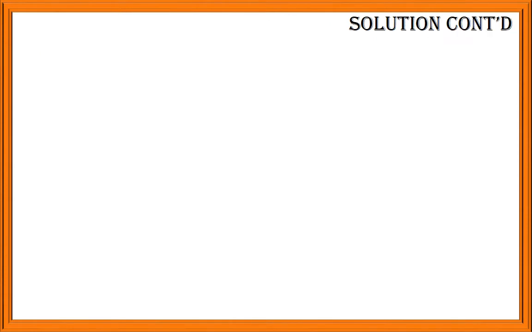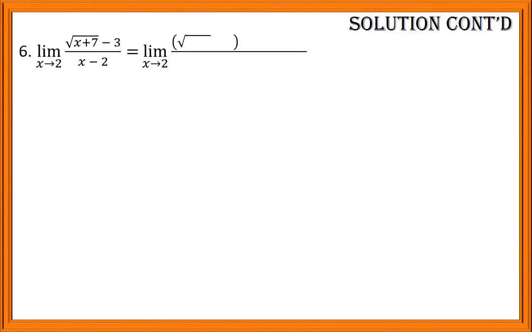Let's now look at example 6, which is the limit of square root of x plus 7 minus 3 all over x minus 2 as x approaches positive 2. Because the numerator contains a surd, that is the square root sign there, we have to remove the square root. And removing the square root, we rationalize the numerator.